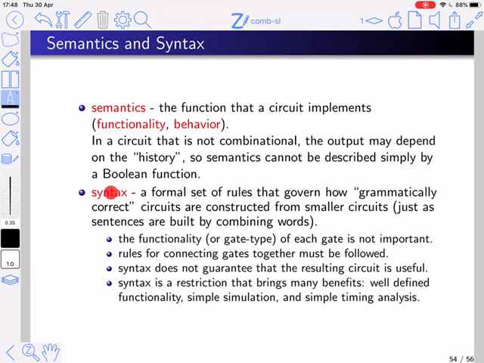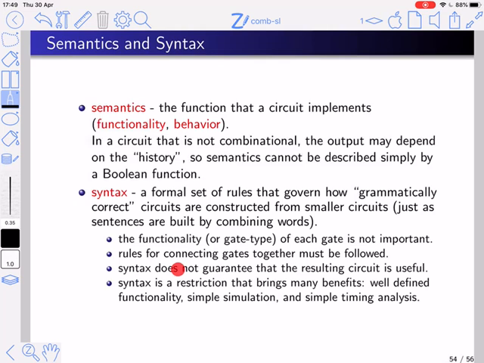Syntax. Recall that syntax is just a formal set of rules that govern how grammatically correct circuits are constructed from smaller circuits. Now, when we talk about syntax, we don't really care about the functionality of each gate, whether it's an AND gate, an OR gate, or an XOR gate. All we care about is the fan-in of the gate. And another thing we care about are the rules for how we connect gates together. For example, we use simple nets. All the terminals have to be connected to a net, and so on.